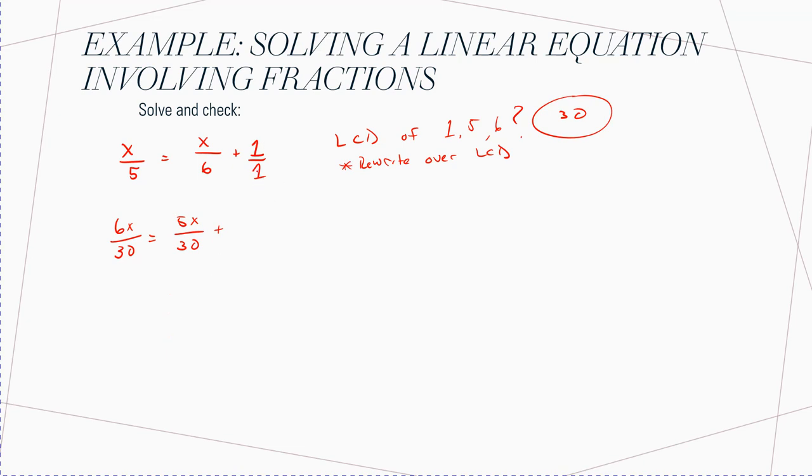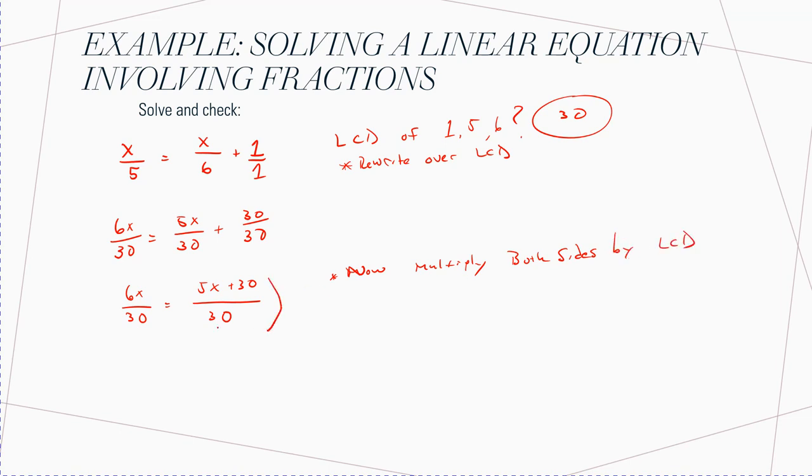And then look here. To change the 1 to a 30, I need to multiply by 30. So this becomes 30 over 30. Notice how they have the same denominator here, everything. So you can even rewrite this as 6x over 30 is equal to 5x plus 30 over 30. Now you're going to multiply both sides by the LCD.